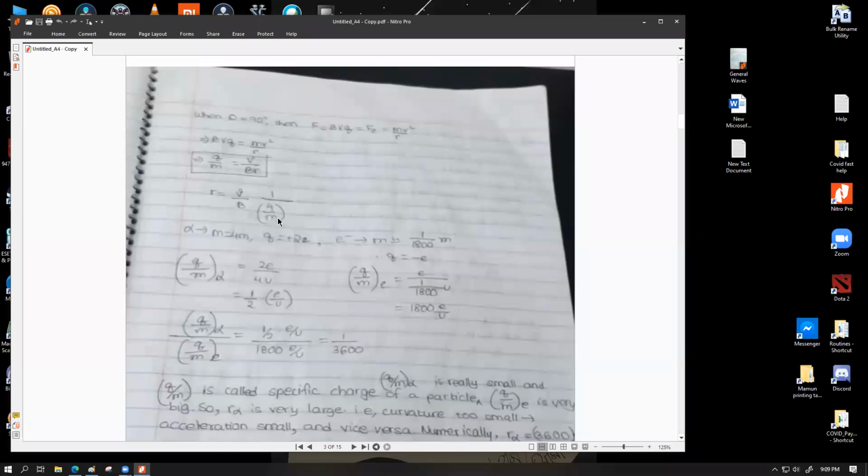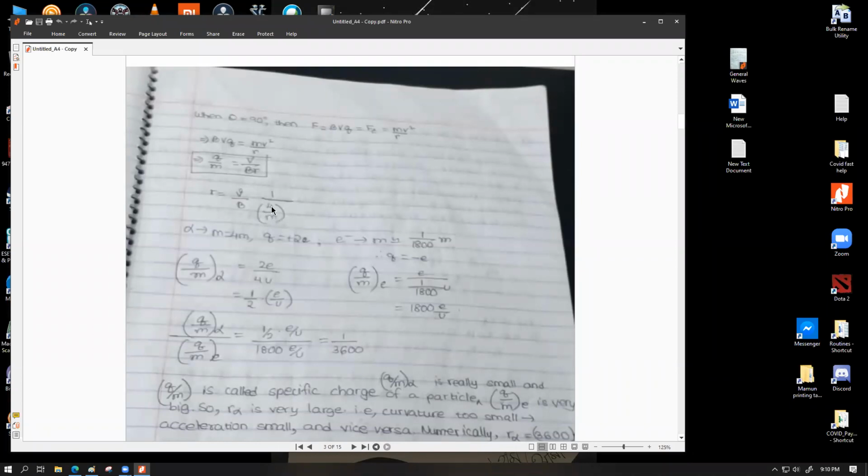Now here comes some set of calculation. I'm going to explain this in just a second. R equals V by B into 1 by 4 by M. Where did this 4 come from? Where did this 4 come from?